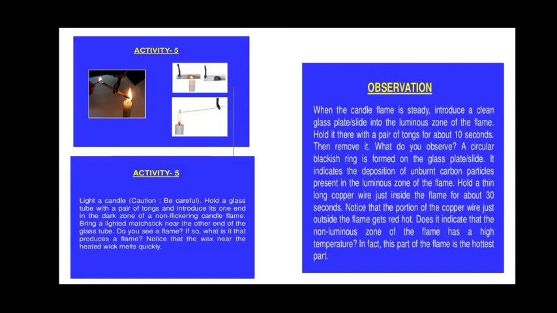Holding a thin copper wire just inside the flame for about 30 seconds, you will get a reddish hot color on that wire. So this shows the hottest part of the flame. The middle part, where it is thick, is not so hot, whereas the topmost, very thin part will have the hottest temperature.